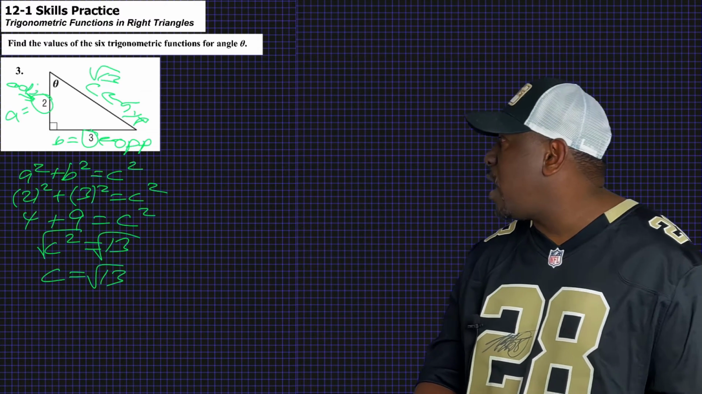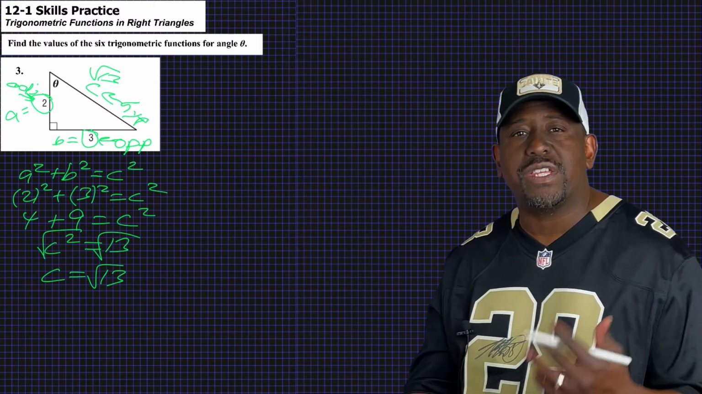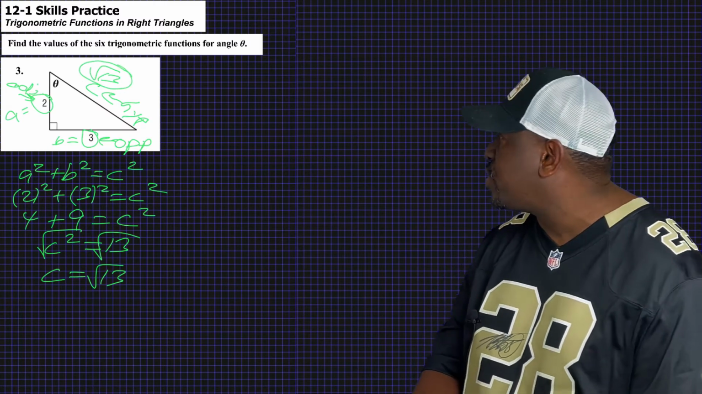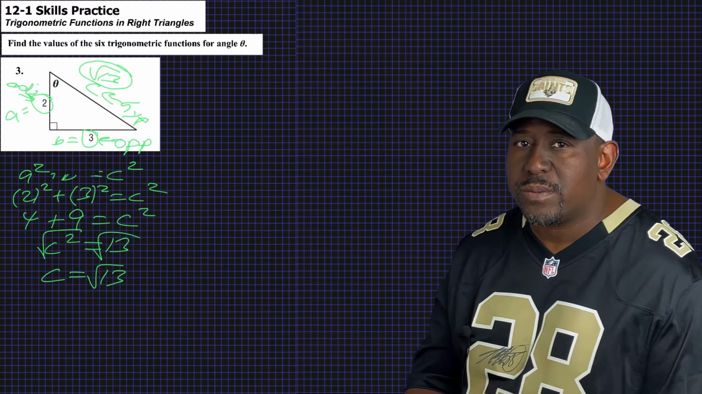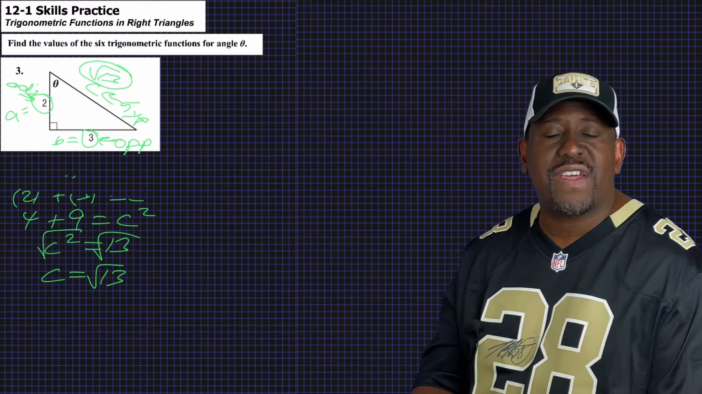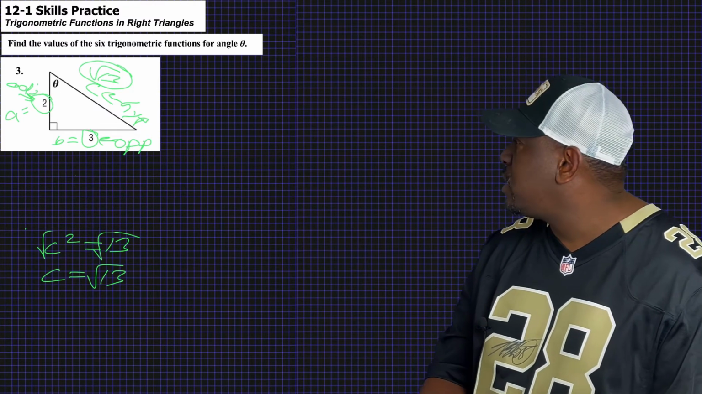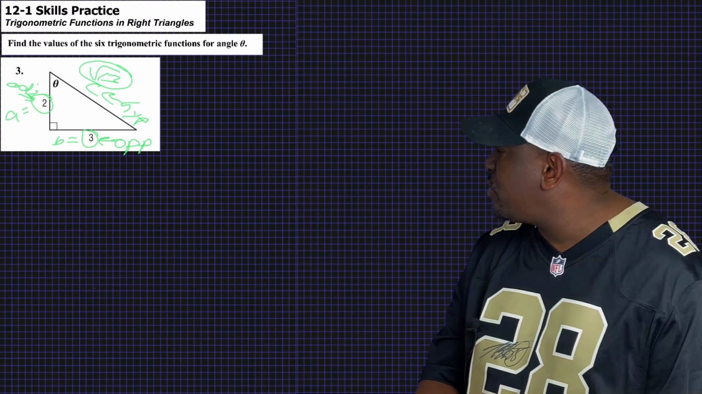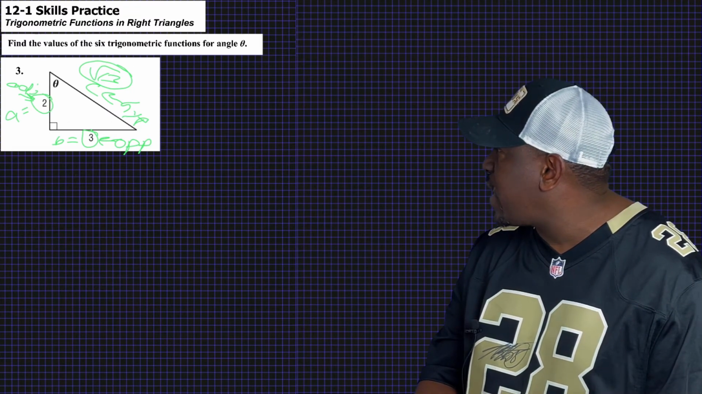The reason NOLA Mathman picked this is we wanted to get a value of c that was not an integer. This is more like an irrational number. So we want to see how that affects our trigonometric values. We have c now. Now we start to do our trigonometric values here.